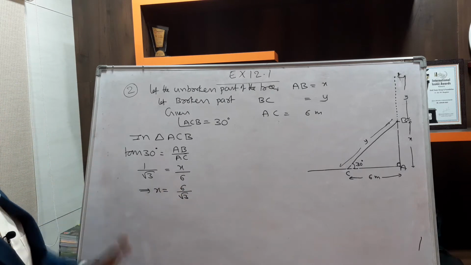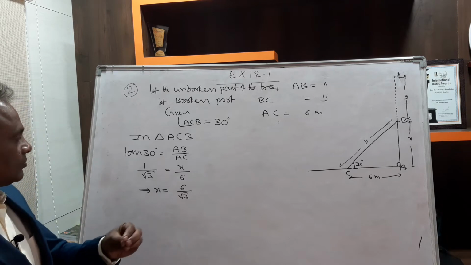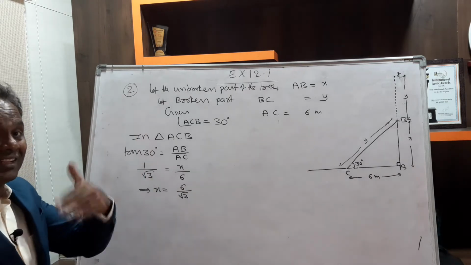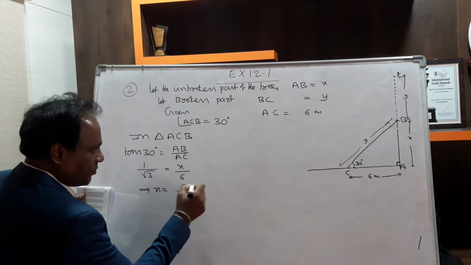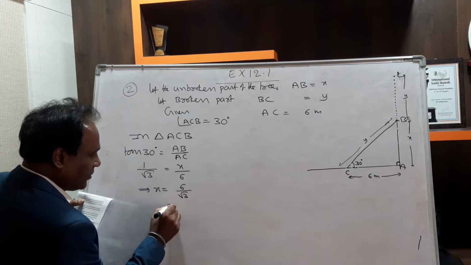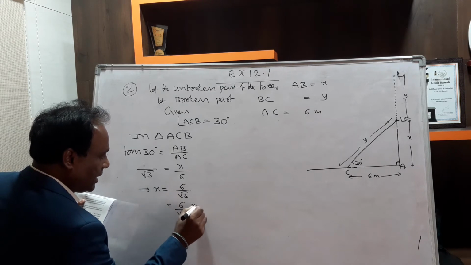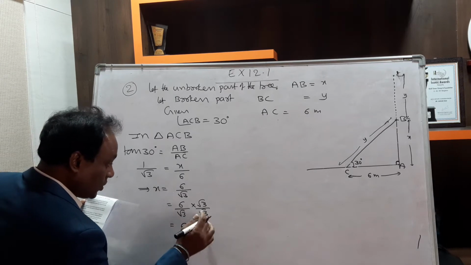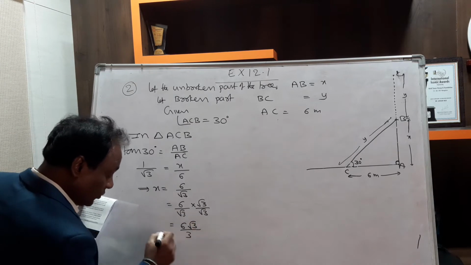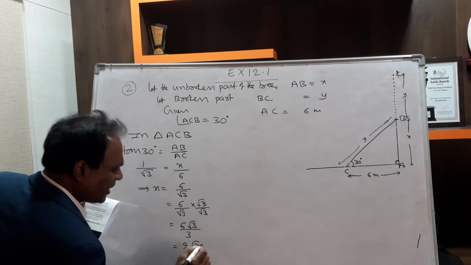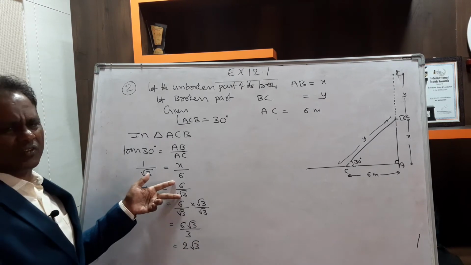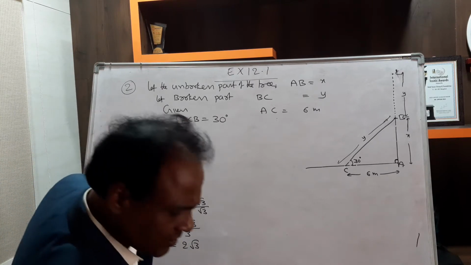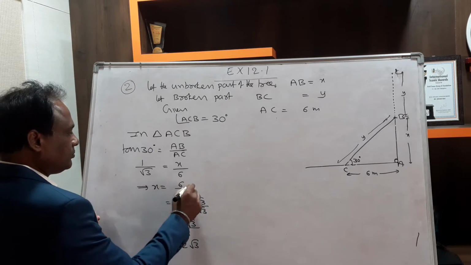6 by root 3 meters. Further, if you want to simplify, you studied rationalizing in lower classes. See here, if you multiply and divide by root 3, 6 root 3 by root 3 into root 3, which is 3. The 3 and 6 cancel, giving 2 root 3, the simplified value. 6 by root 3 is enough, but if you want to simplify, you can write like this also, or else you can leave it like this.